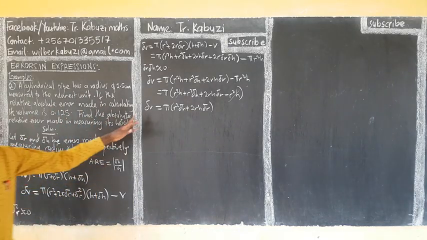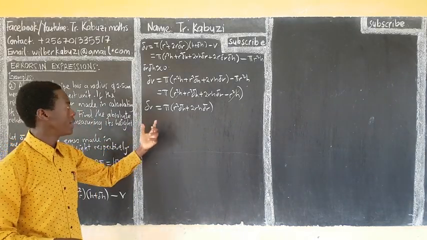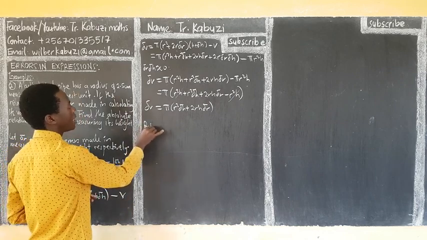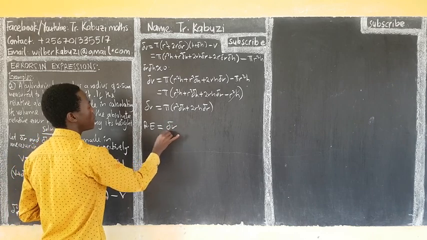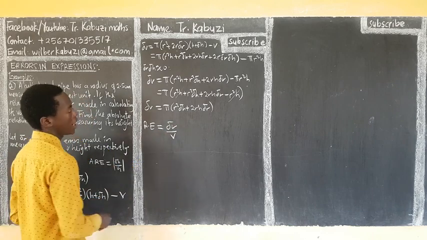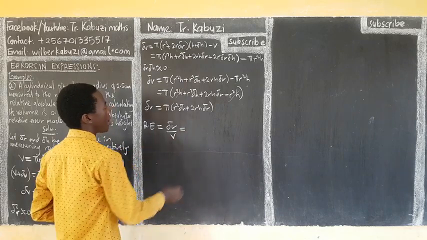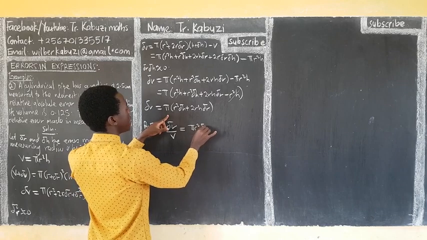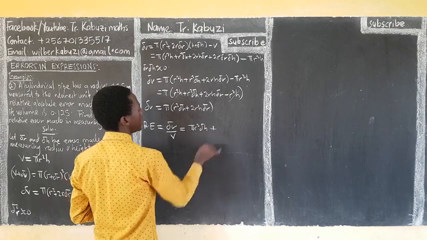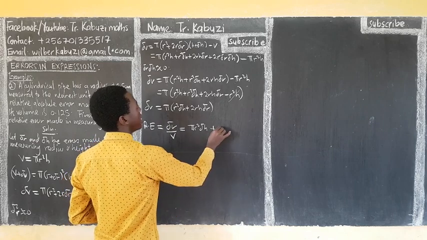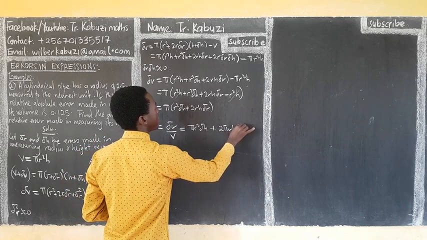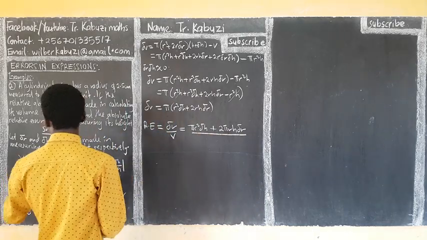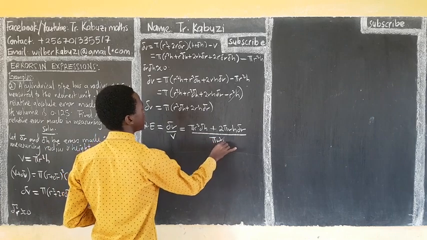Now this is the error in measuring the volume. So if I want to get the relative error in measuring the volume, it will be the error in the volume over the volume. Now I'll be having pi r squared sigma h, if I open brackets, plus 2 pi rh sigma r, the whole over, remember I'm dividing with my volume, which is pi r squared h.